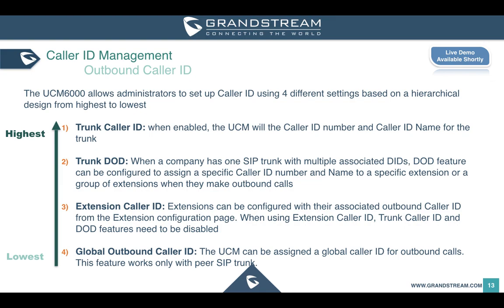So for example, if you have DoD setup, make sure the trunk caller ID is disabled, because if it is enabled, it will override whatever you have in the trunk DoD. So make sure you follow the hierarchical design as presented here in the slide from the lowest to the highest, and respect this rule whenever you create an outbound caller ID.